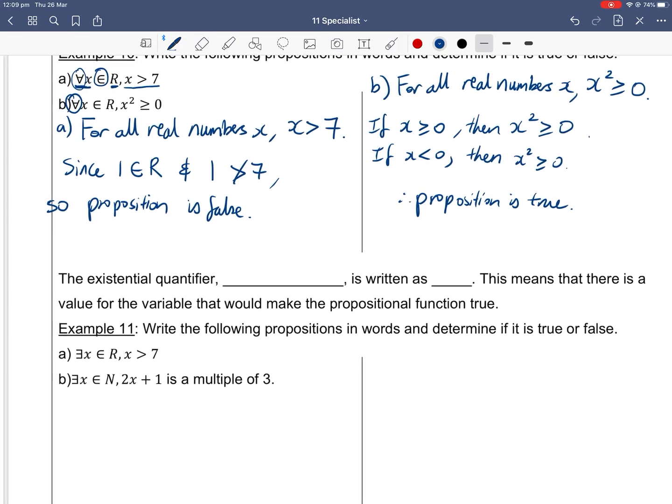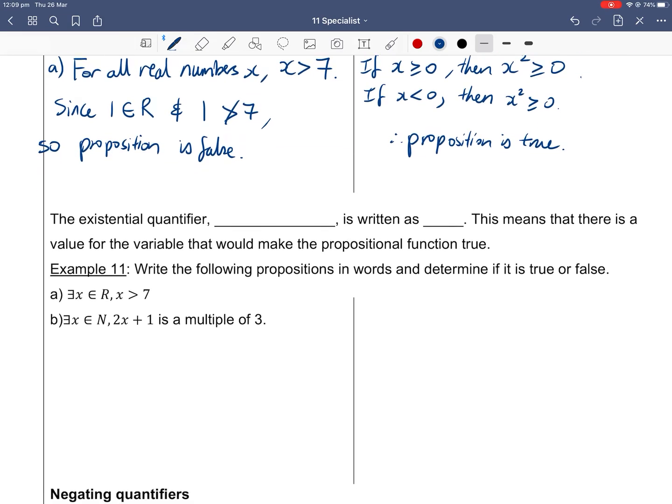Another funky symbol that we have is the existential quantifier. There exists. It is a backwards E. There exists. It means that there is a value, not necessarily every value, but there is a value which makes the statement true. So example 11, let's look at these mathematical statements and write them in words and see if they're true or false.